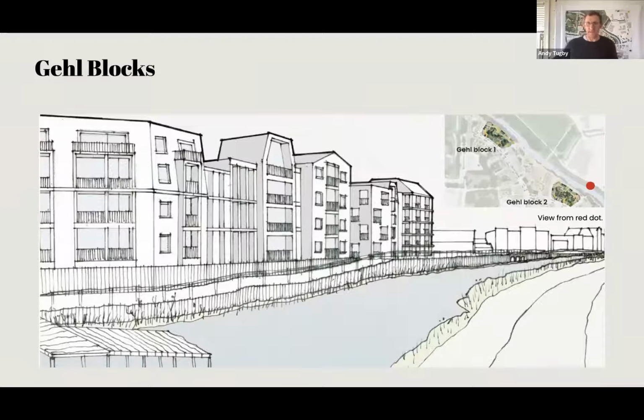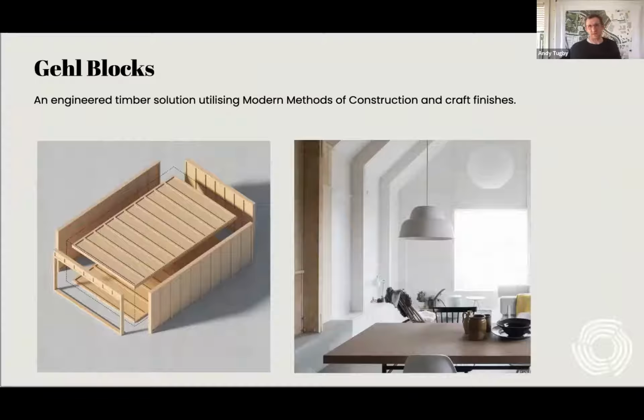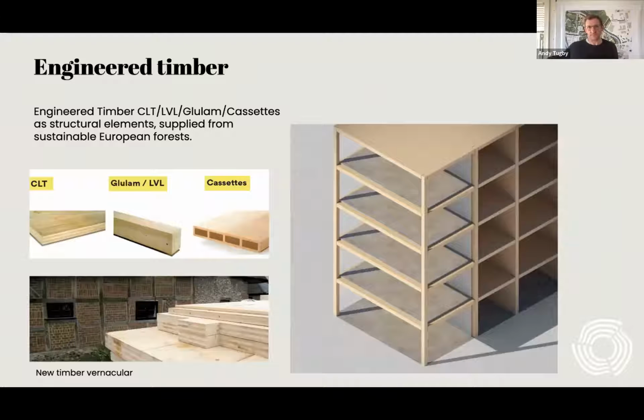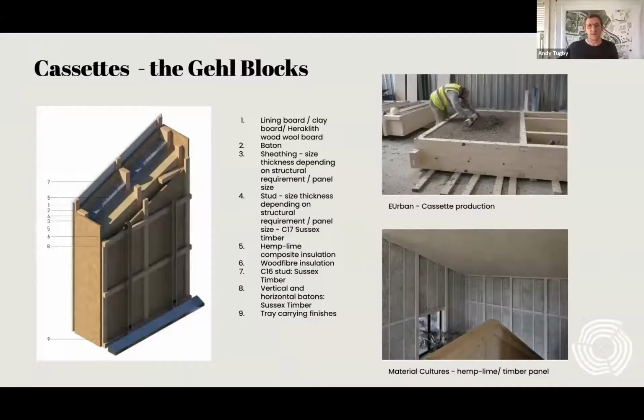So what we came up with is a modern method of construction system utilizing probably CLT and glulam structure, in which we can infill the external wall sections with wall cassettes, which we'll make in a factory on site ourselves, predominantly looking at Sussex grown timber as the structure for that. Obviously the engineered timber will come from Northern Europe, but the wall cassette panels will be something that we'll make ourselves in our own factory on site.